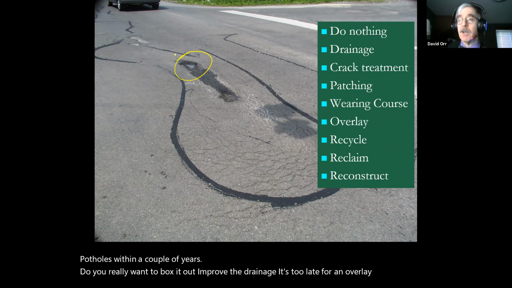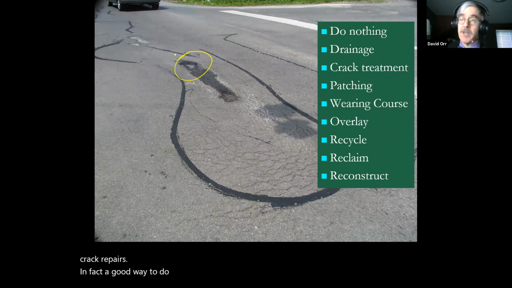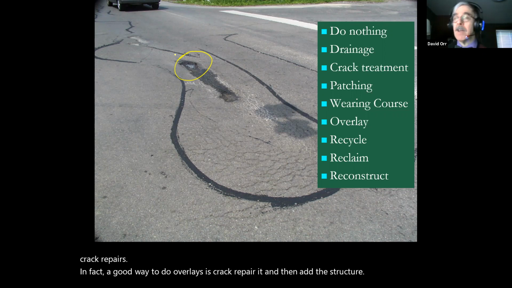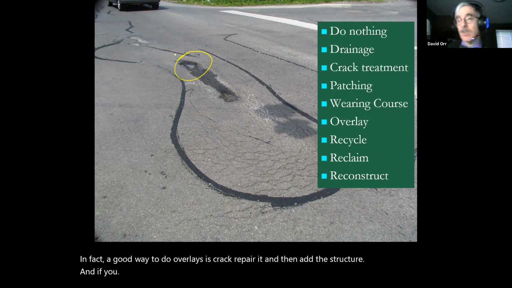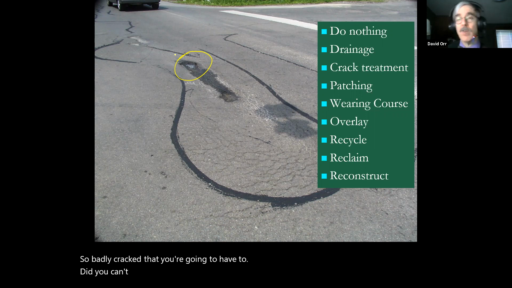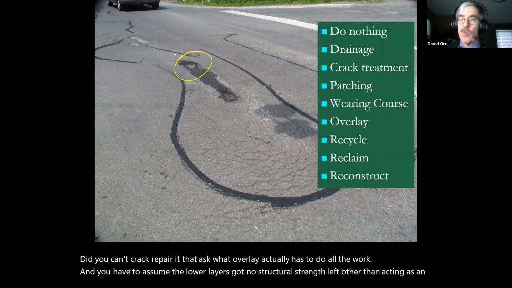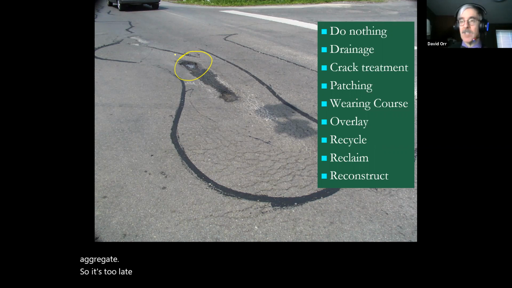A good way to think about overlays is they need to be placed when you could still possibly do crack repairs. In fact, a good way to do overlays is crack repair it and then add the structure. And if it's so badly cracked that you can't crack repair it, that asphalt overlay actually has to do all the work. And you have to assume the lower layers have no structural strength left other than acting as an aggregate. So it's too late to overlay this site. You've got to box it out.